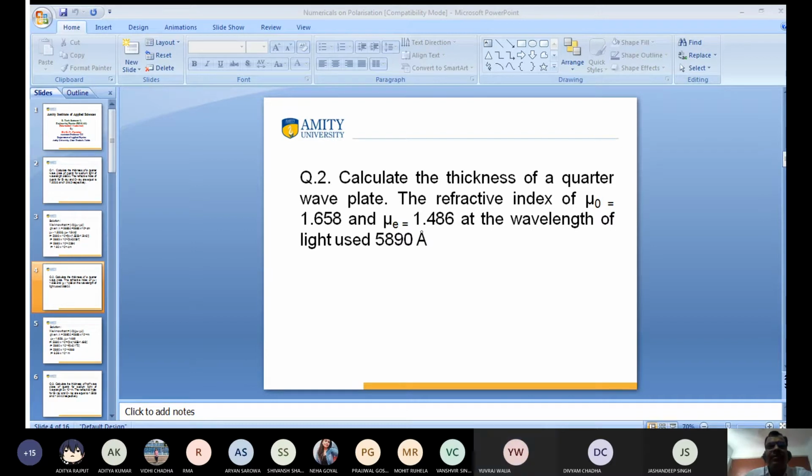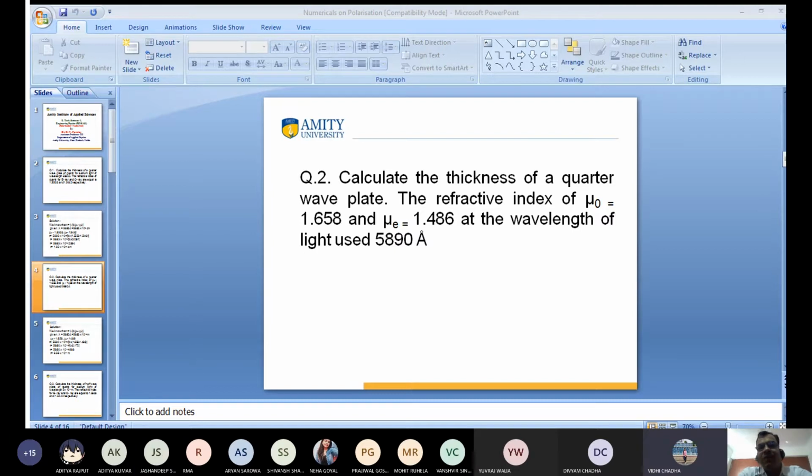Vanshika, what is your answer? Vanshika, do you get my point? Do you get my voice? Vanshika? Vanshika, do you get my voice? No. Okay, Vidhi, what is the answer? Sir, 8.56 into 10 to the power minus 5 centimeter.